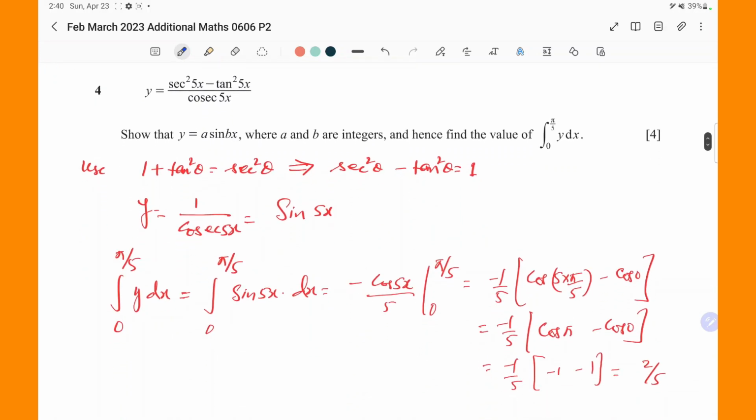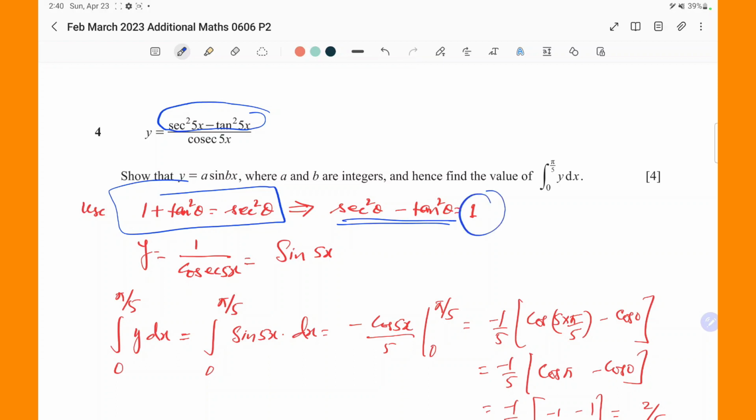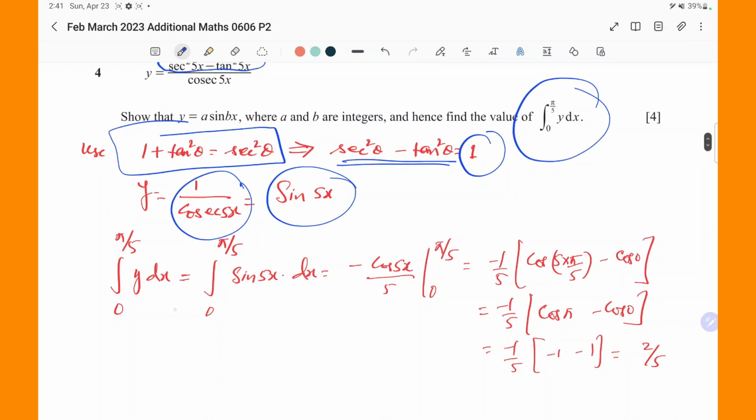Now question 4 says y equals (sec square 5x minus tan square 5x) over cosec 5x. So this is just a bulky term, but if you use this result, 1 plus tan square theta is sec square theta, so sec square theta minus tan square theta is always 1. So sec square 5x minus tan square 5x is 1. So 1 over cosec 5x, which is sine 5x. So simply we have to integrate sine 5x.